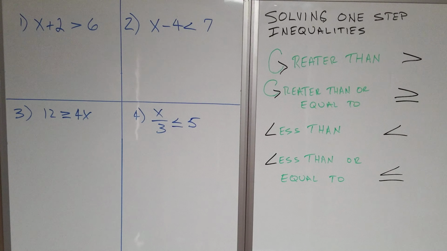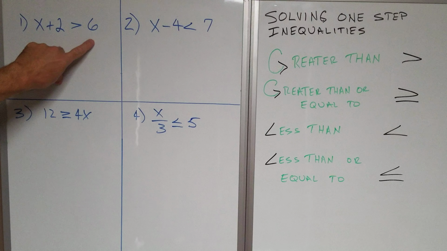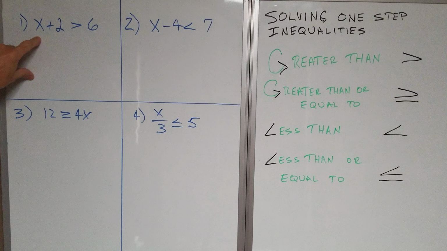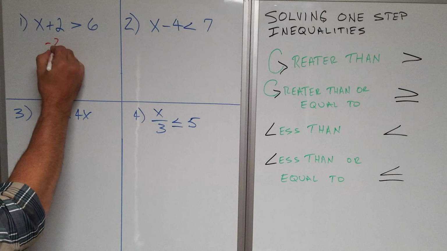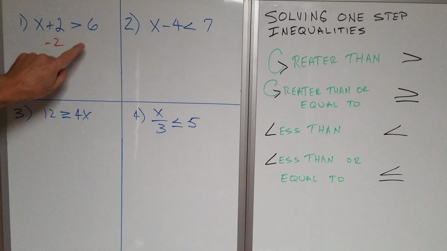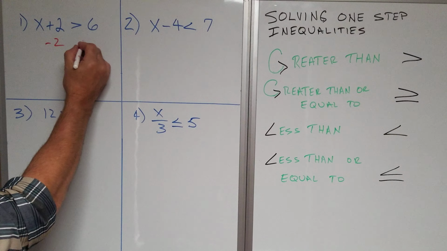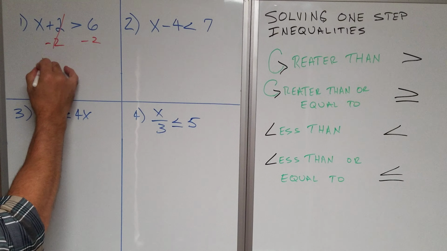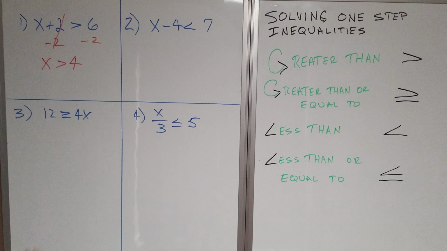Number 1, I have x plus 2 is greater than 6. Now, the object of any algebraic equation would be to try to isolate the variable or get it by itself on one side of the equation. To do that, in this case, we have x plus 2 is greater than 6. We want to do the opposite of adding 2, which is subtracting 2. So we're going to subtract 2 here, and whatever we do to one side of the equation, we need to do the other side of the equation as well. We're going to subtract 2 from there. These cancel out, and we have x is greater than 4. This means that any number greater than 4 will satisfy this inequality.